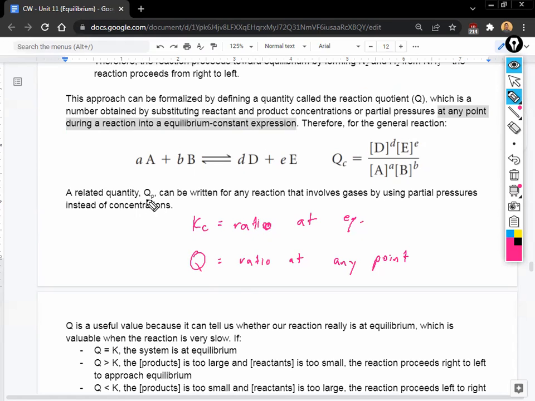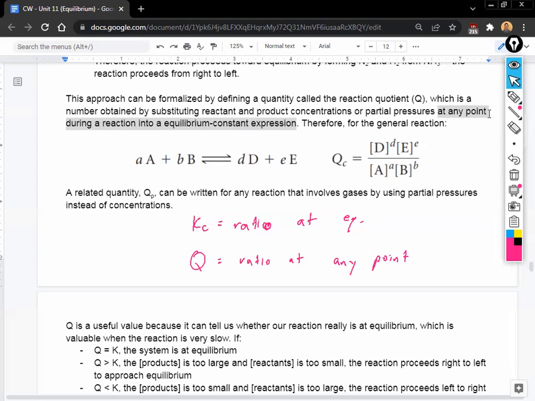And then obviously there's a Qp, and that's going to be for partial pressures rather than concentration. If you notice, it's the exact same formula as the equilibrium constant formula. It's just that we're going to be doing it for the values not at equilibrium. Any questions about what Q is? So Q is when we don't know if it's at equilibrium. That's when we call it Q.